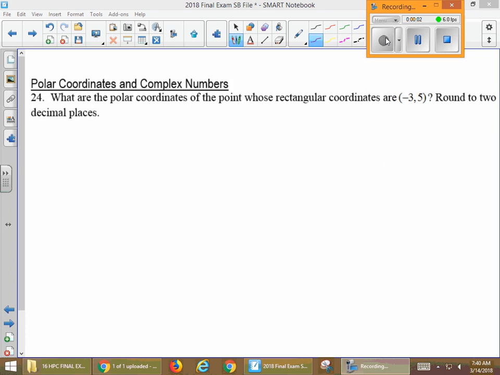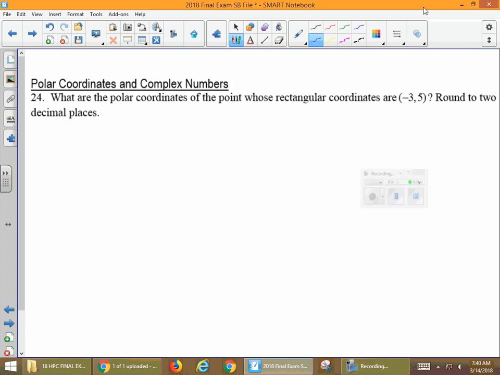All right, on to polar coordinates. So this is a little more recent. Hopefully it's a little more fresh in your mind. We have rectangular coordinates and we want to find the polar coordinates. So we're starting out with x and y, and our goal is r, theta.